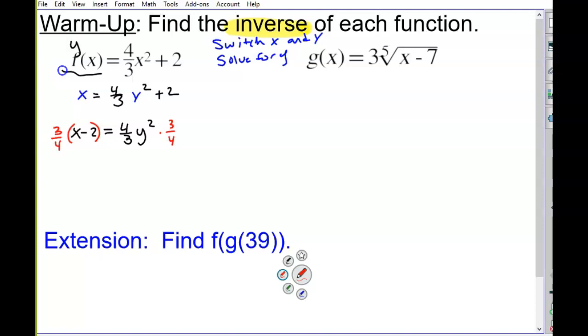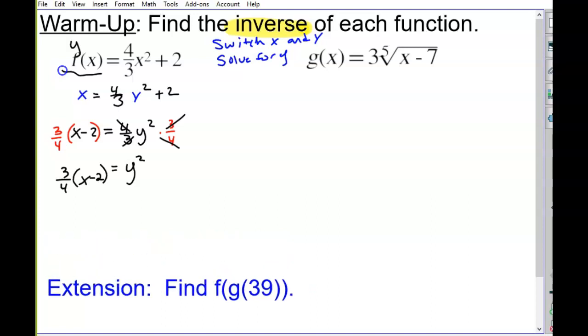And we're not going crazy here. You don't have to distribute that 3/4 over to the other side. So just leave that here, but notice a times by 4 divide by 4, a times by 3 divide by 3, that all reduces out. And I'm left with y squared equals 3/4 times x minus 2.